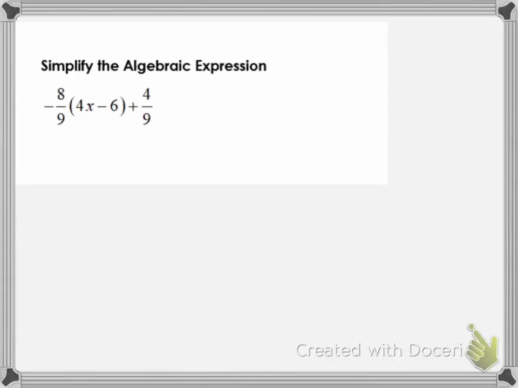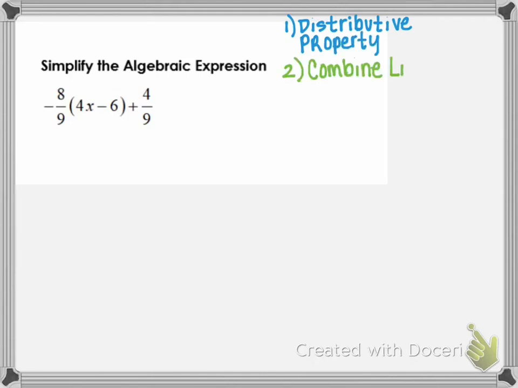In this video, we have to simplify the algebraic expression. In order to do this, we need to use two different properties. The first thing we have to do is use the distributive property. After we use the distributive property, we will have to combine like terms, and then after we complete both of those, we will have a simplified algebraic expression.